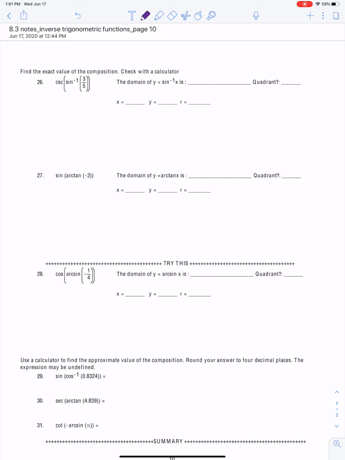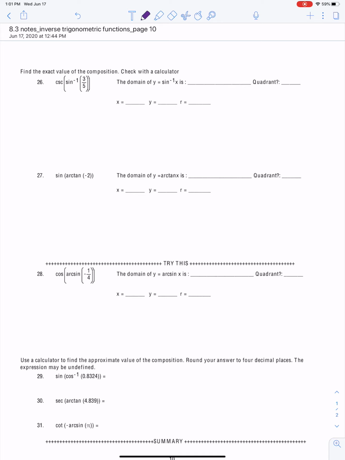Okay, these are the section 8.3 notes, inverse trigonometric functions, page 10. This really is the last page because pages 11 through 14 just have examples of the graph, and those are there for your reference. Okay.